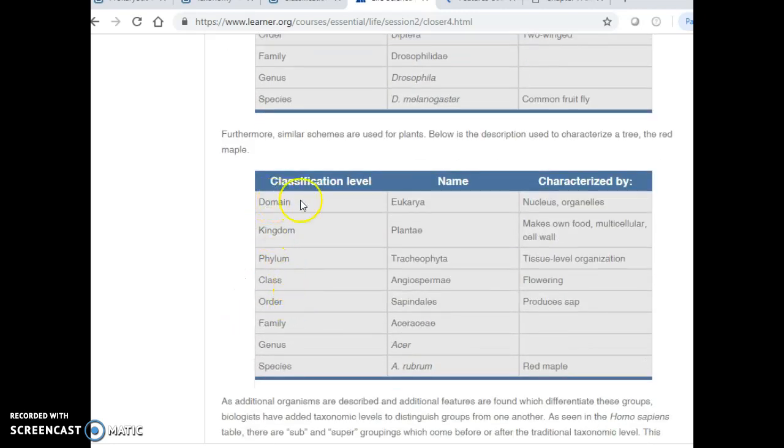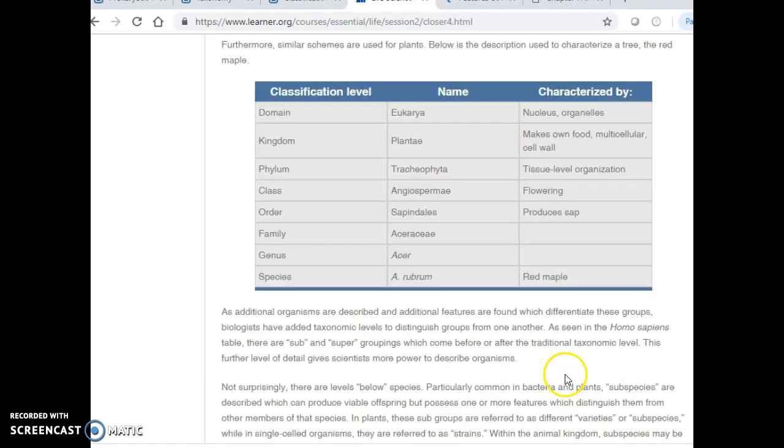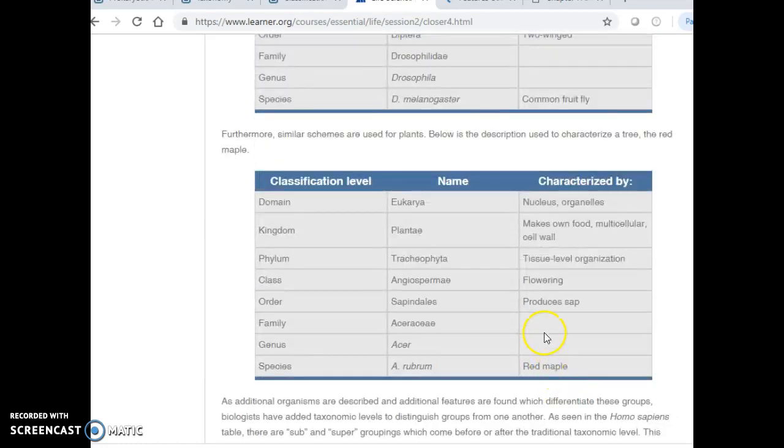And as you can see, you know your domain as you carry it here. There's only 3 main domains. Then we break it down to our various kingdoms, and we go through that process. This is one thing that was simple, red maple.